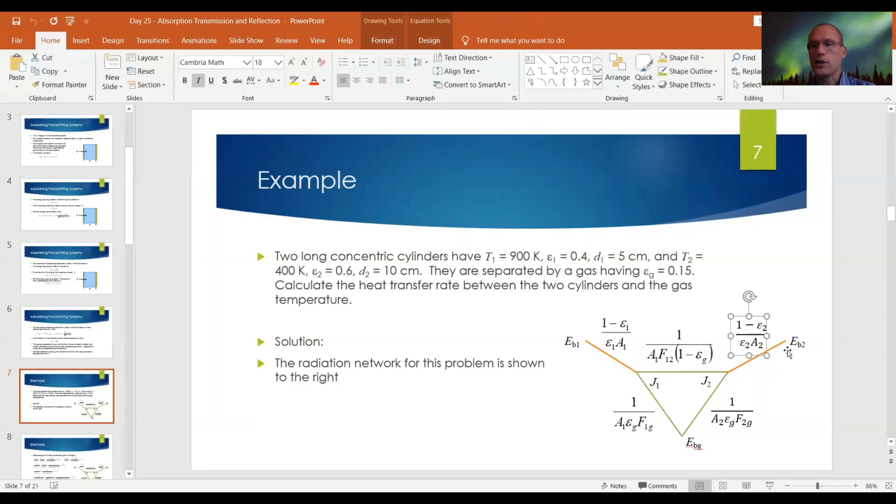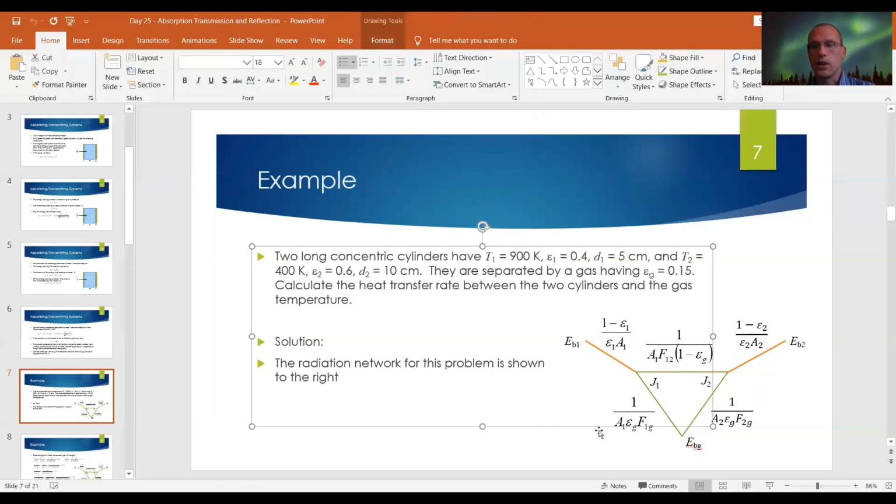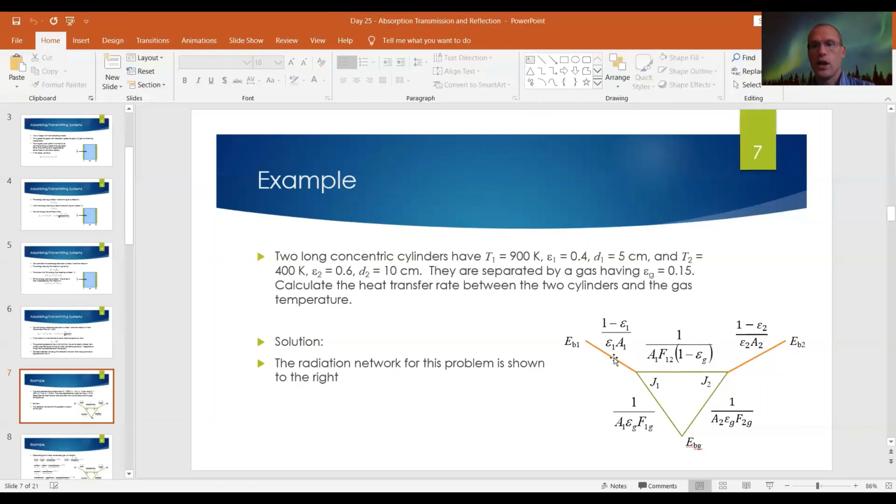The other way to get to object 2 from object 1 is to go through the gas. In other words, once I'm off surface 1, I get absorbed into the gas. That absorption resistance is 1 over A1 epsilon_G F1G. And then you have to get re-emitted from that gas. To be re-emitted, that's 1 over A2 epsilon_G F2G. And then that brings me to E_b2. So again, there are 2 ways to go from 1 to 2: either straight through, transmitted through the gas, or absorbed and re-emitted from the gas.